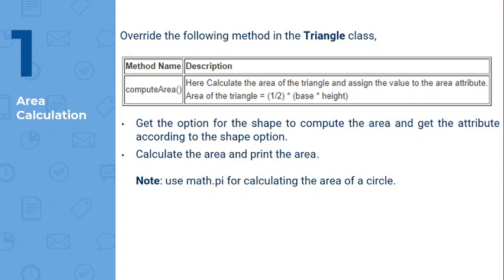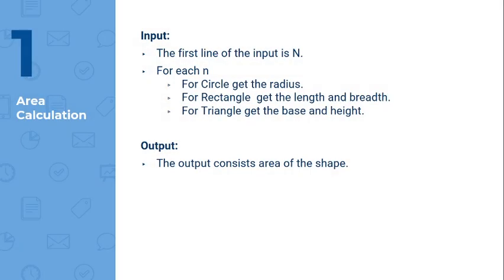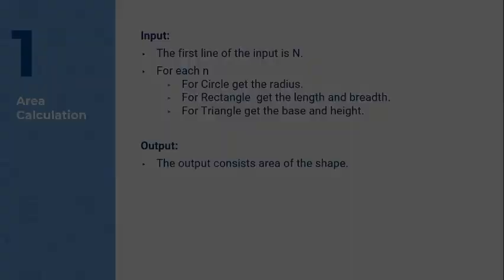Then we have to get the option for the shape to compute the area and the attributes according to the shape option. Then we have to calculate the area and print the area. For pi we have to use math.pi. And sample input, the first line of the input is n. We have to read the radius of the circle, for rectangle we should read the length and breadth, and for triangle we should get the base and height. Then the output consists of the area of the shape.